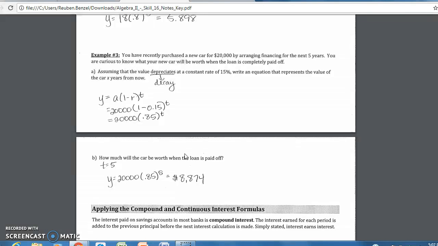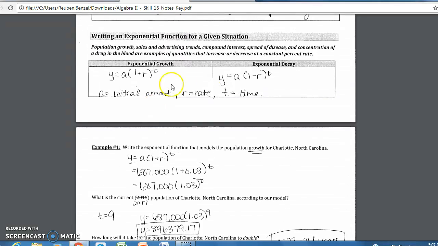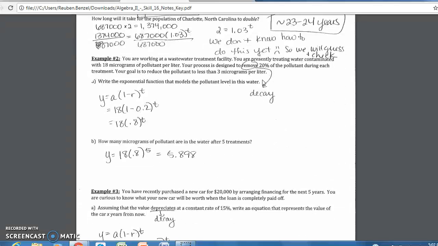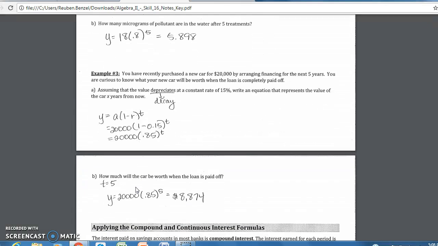Another example that I like is buying a new car. When you buy a new car, it's not the best investment because it depreciates, goes down in value. Let's say you buy a Toyota Corolla or a Honda Civic that's $20,000. That's what we start with, and it goes down in value by 15% per year. So you're going to choose the minus equation because it's exponential decay. We do 1 minus 0.15 and get 0.85 to the t, and then we multiply that by 20,000, and that is going to be our equation.